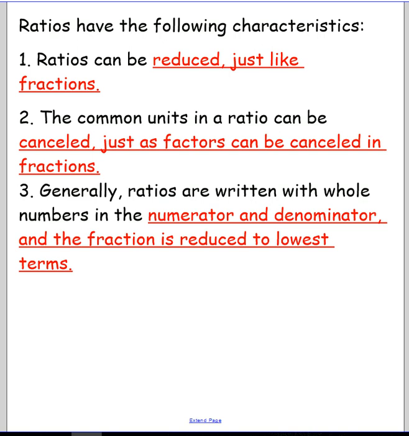And since we can write ratio in fraction form, ratios can and should be reduced just like fractions are. Another characteristic of ratios is that common units in a ratio can be canceled just as factors are canceled, just like reducing would be. So if we're comparing apples to apples, the word apples can be canceled. And then also, just as with fractions, ratios are written with whole numbers in the numerator and the denominator, and then the fraction is reduced to lowest terms. And again, that's in general.